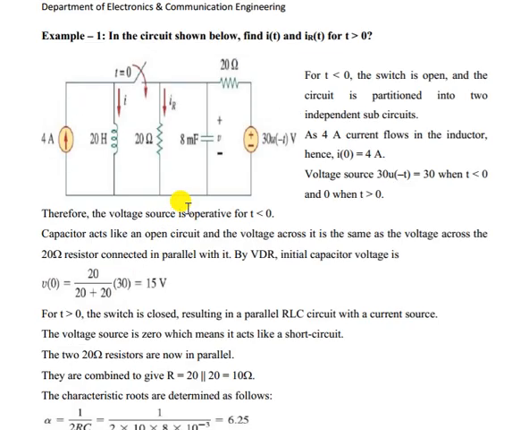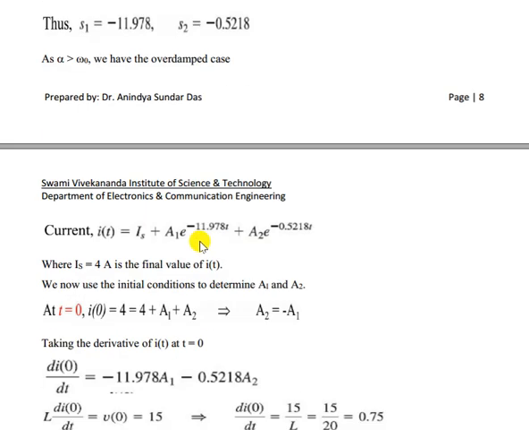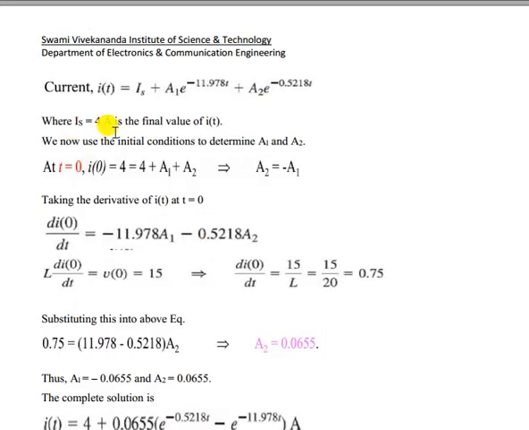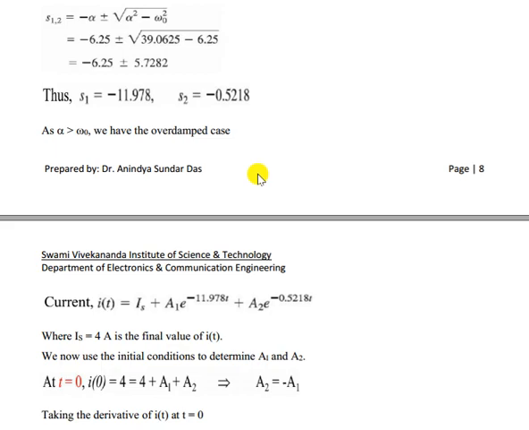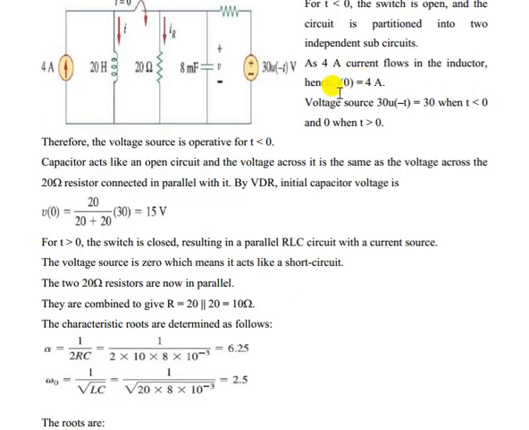Now how can we find Is? The capacitor becomes open circuited and the inductor becomes short circuited, so all the current will flow through this inductor. That means 4 ampere. So the steady state value Is is nothing but 4 ampere. So what we can write here is i(t), by putting t equal to 0: A1 plus A2, the e to the power term becomes 1, plus 4 equals 4. Why? Because I0 is 4 ampere.